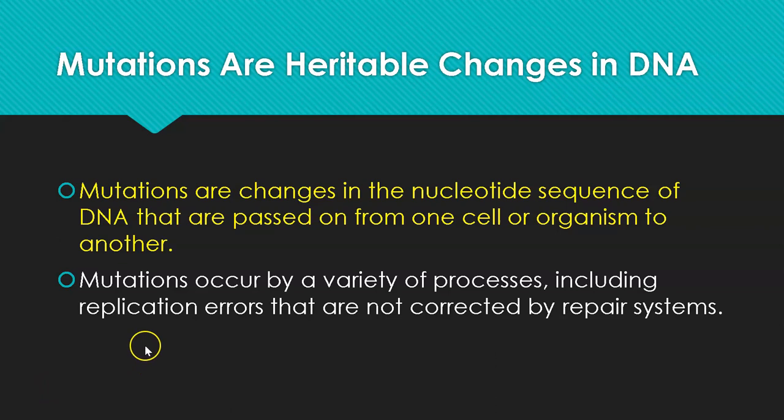So mutations are heritable changes in DNA. Heritable means you can receive them from your mom, your dad. Also heritable could mean that once a mutation happens in a certain cell line, it could pass on to the next cell line. So mutations are changes in the nucleotide sequence, remember A's, T's, C's, and G's, of DNA that are passed on from one cell or organism to another.